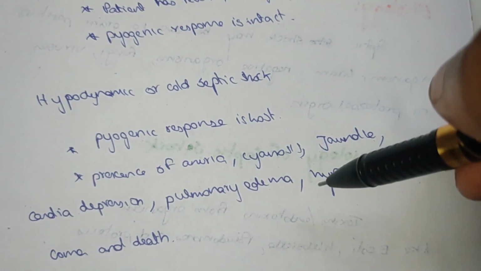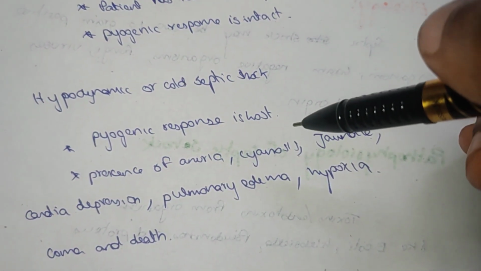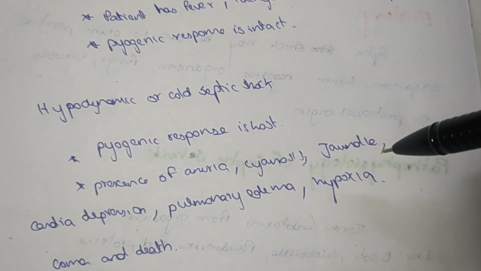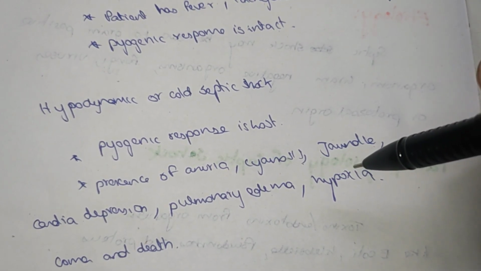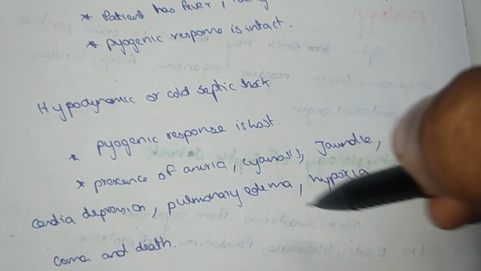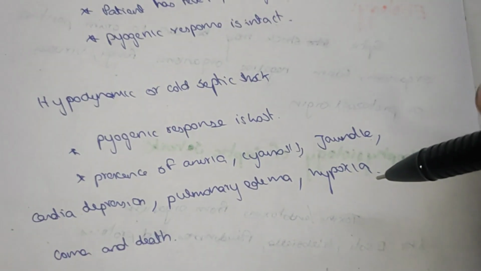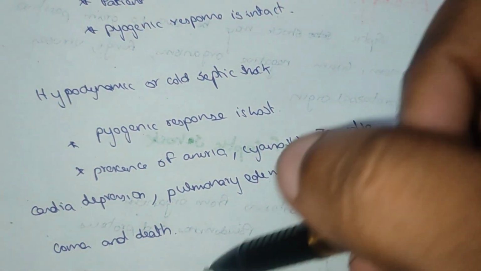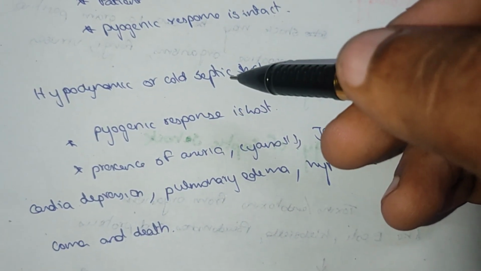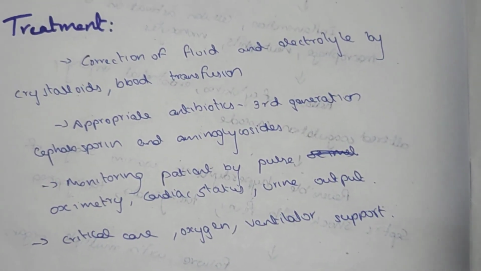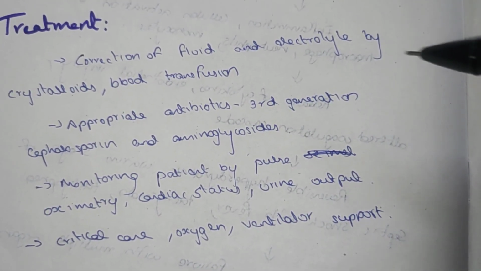In cold shock there is anuria, cyanosis, which is bluish discoloration of the nails as well as the skin. Jaundice, with increased bilirubin level. Cardiac depression, pulmonary edema and hypoxia, that is decreased amount of O2 supply in the blood. This leads to coma and death. These are the clinical features seen in cold septic shock. Now we will see about the treatment of septic shock.